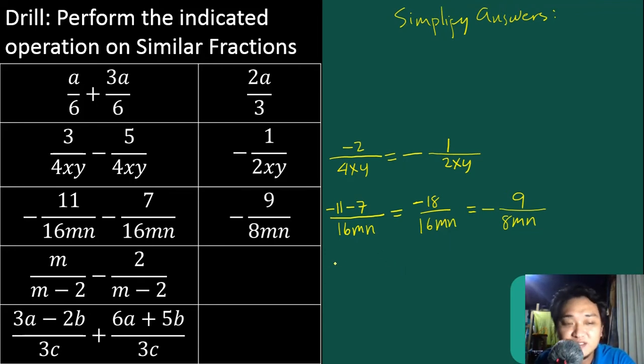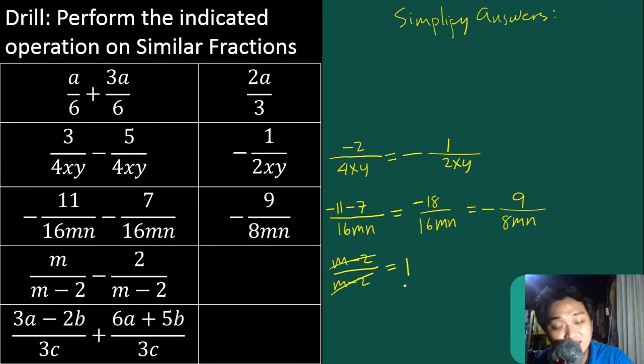How about for the next example? We have m over m minus 2 minus 2 over m minus 2. So, again, copy their common denominator, which is m minus 2, and then let us subtract their numerator, m minus 2. O, pareho palang m minus 2, na-cancel sila. So, the final answer is 1. Tingnan natin kung tama tayo. Okay, so that is 1.